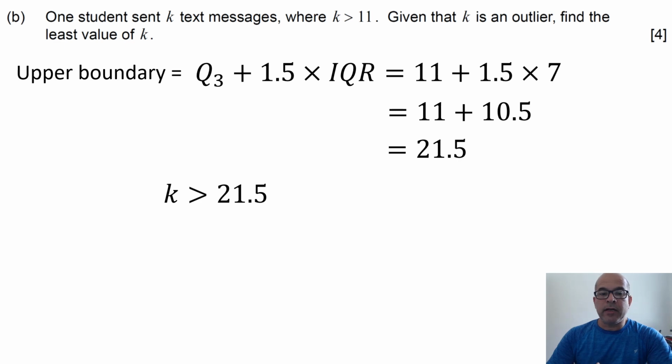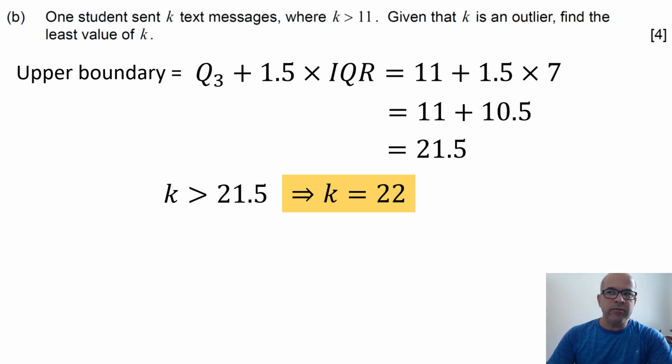But we are dealing with a question in which the data is number of text messages, which is discrete data. So there's no way it can be 21.5 or 21.6. So the next integer value is 22. 22 is the number we were looking for. So that's the answer for part B.